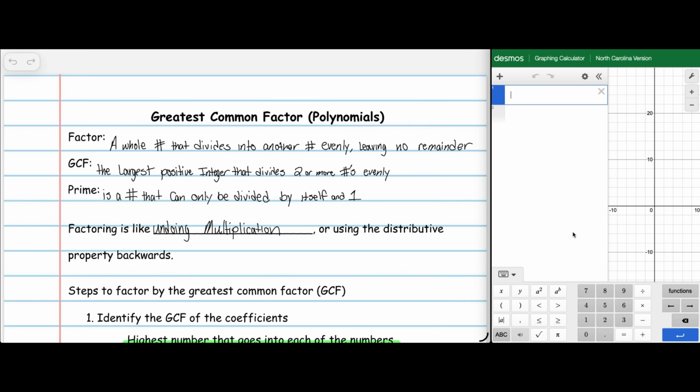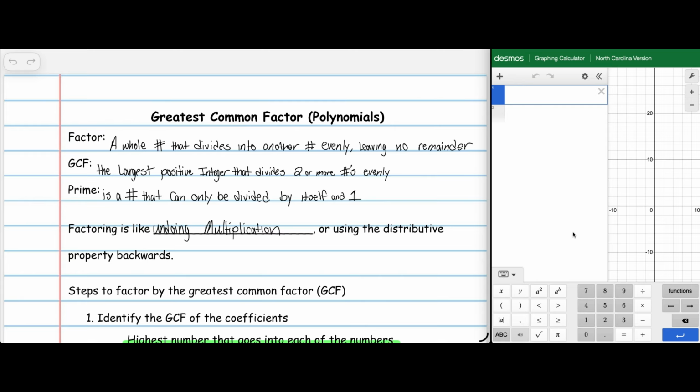The first definition that we have is factor. A factor is a whole number that divides into another number evenly, leaving no remainders. So when we divide, we're making sure that we don't have any decimals. GCF is the largest positive integer that divides two or more numbers evenly. So we're going to be looking at coefficients, and with coefficients, we're going to have more than one number sometimes. And when we do those, what we're looking at is a number that can divide into those, and it has to be the biggest number out of the list that we can find.